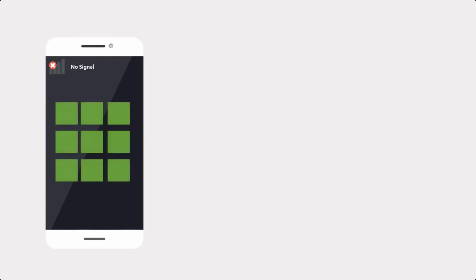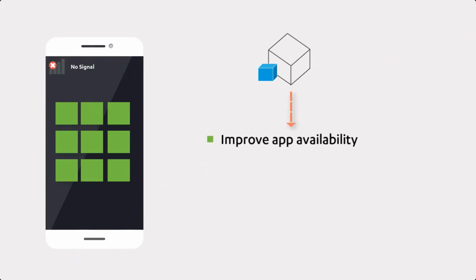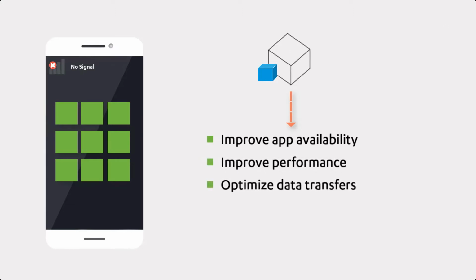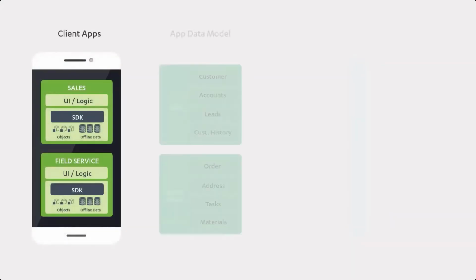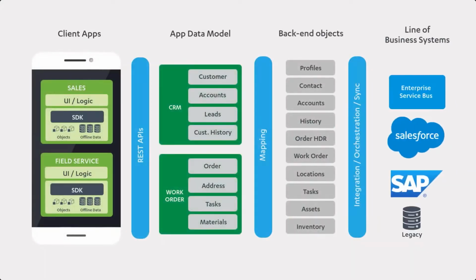To overcome these issues, organizations are implementing offline apps to improve the efficiency of their apps. Offline objects improve app availability, improve performance by negating the impact of network latency, optimize data transfers by syncing only delta changes, and maintain a local DB that is consistent with the backend database. Object services allow an app developer to conceptualize their app model in terms of objects.